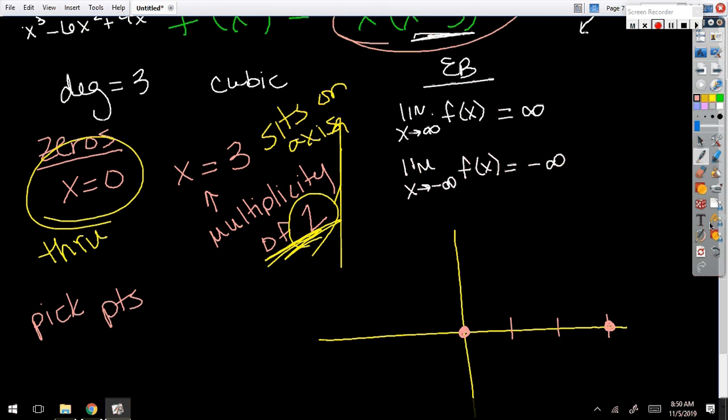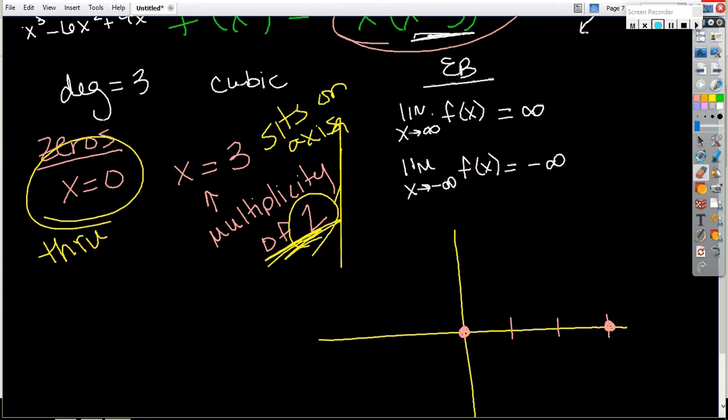Actually, we don't even have to do that. Let's think about end behavior. What does the end behavior look like here? Both ends are what? Opposite, right? So on this end, it's got to go up. Do you agree?